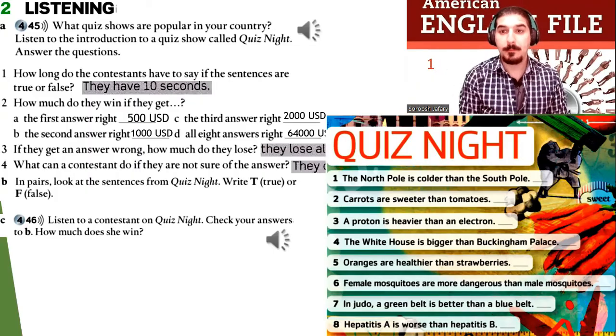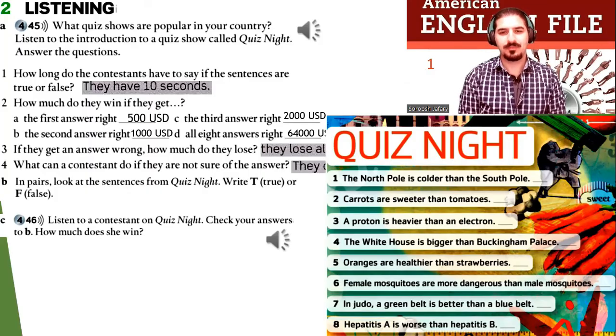Next, for $8,000, oranges are healthier than strawberries. True or false? True. No, false. Do you want to call a friend? No, I think it's false. Correct! An orange has 70 milligrams of vitamin C, but a cup of strawberries, a normal serving, has 98.